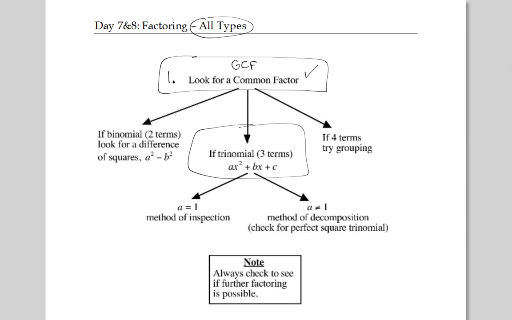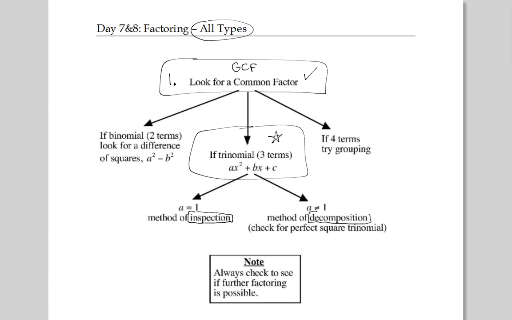This one's most often the trinomial. And then this situation breaks down into two cases. The inspection case and the decomposition case. The inspection is easier. This one is tough. This is the one where you have to break down the middle term. Do you guys remember that? Where you break down the middle?